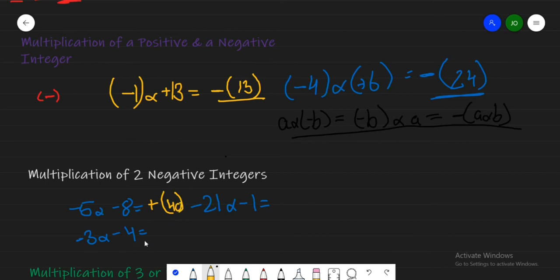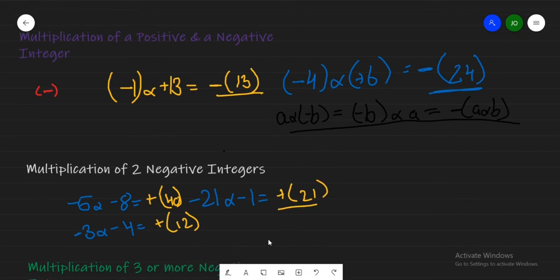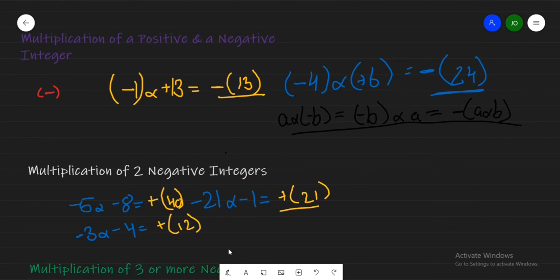Let us do the same for -3 into -4. Minus and minus will become plus, and we will multiply 3 and 4 as whole numbers, and the answer will be 12. Now let us do the same for -21 into -1. We know that minus minus becomes plus, 21 into 1 becomes 21, and the answer is plus 21. So now we know how to multiply a positive and a negative integer, and how to multiply two negative integers.